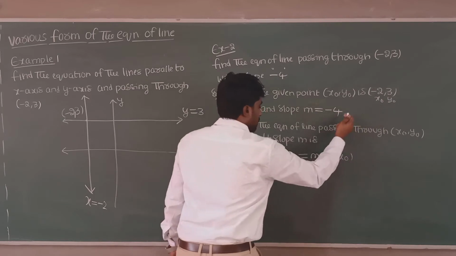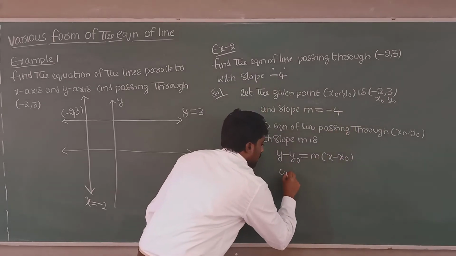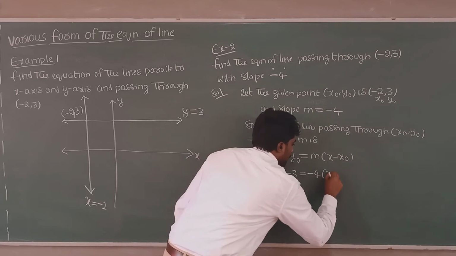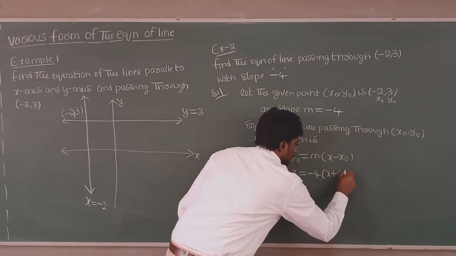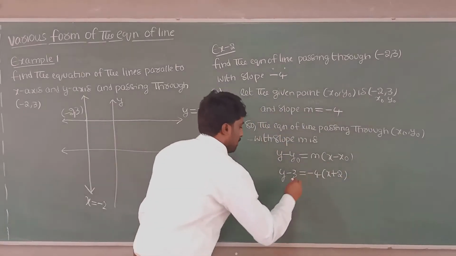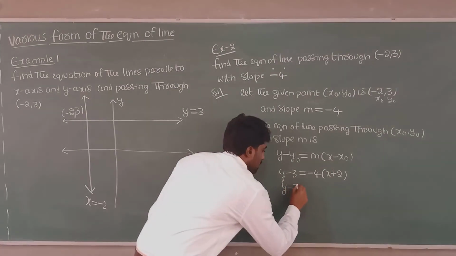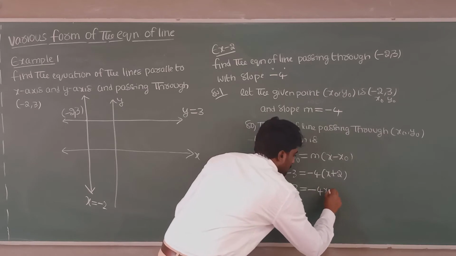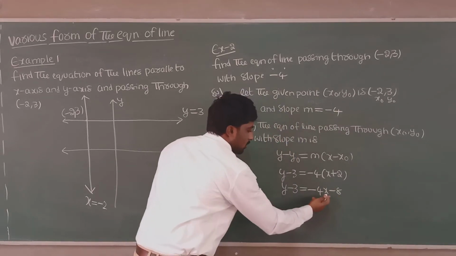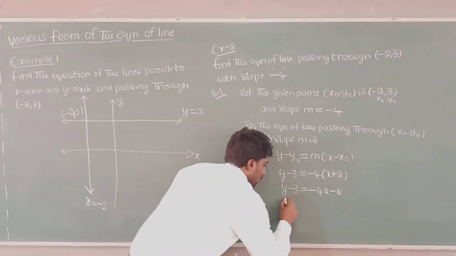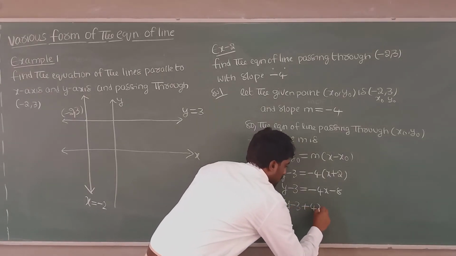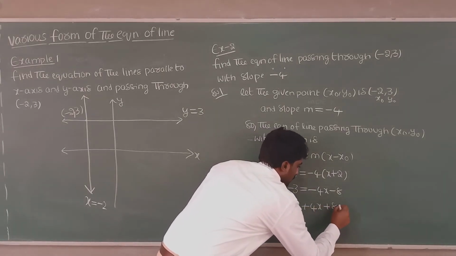If I substitute these values here, what will I get? y minus 3 equals minus 4 into x minus of minus 2, which becomes plus 2. If I simplify this, y minus 3 equals minus 4x minus 8. If I shift these two terms to this side, what will I get? y minus 3 plus 4x plus 8 equals 0.